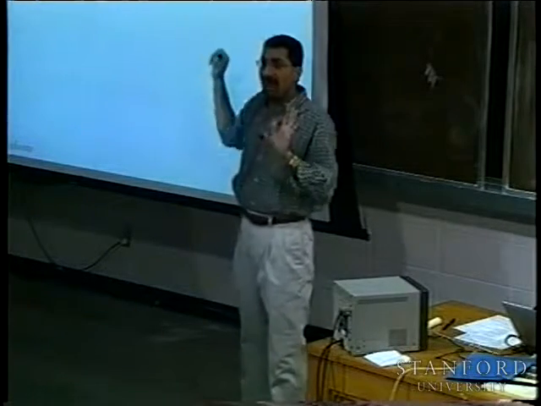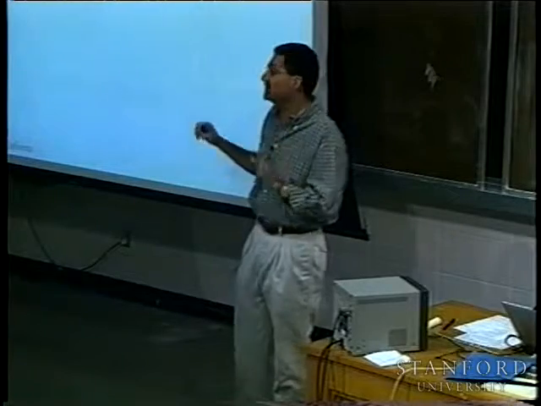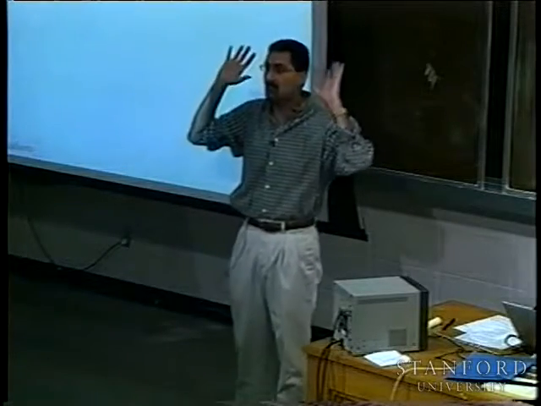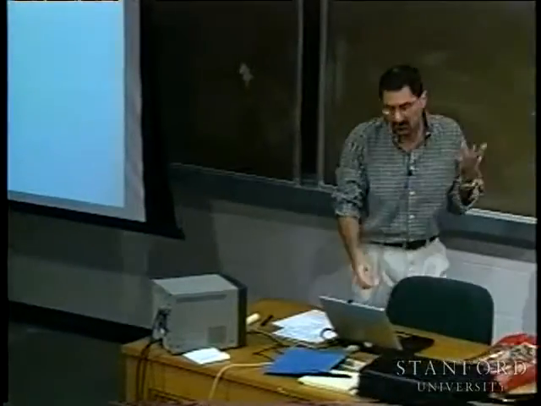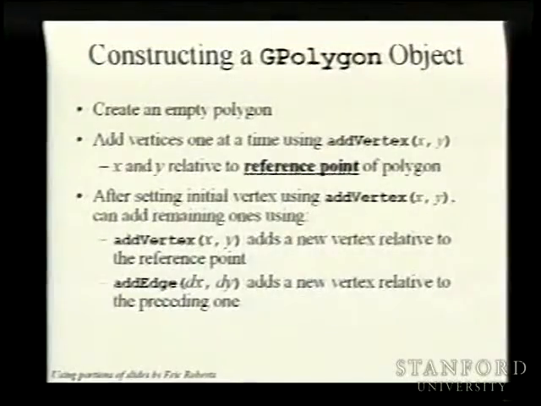You never actually specify the reference point to the GPolygon. The reference point's just in your mind. All of the vertices are just relative to whatever reference point you happen to pick. And I'll show you an example of this to make it concrete in just a second. After you set an initial vertex, so you need to set the first one with addVertex, you can set all the remaining vertices in one of two ways, because we just give you options. We like you.